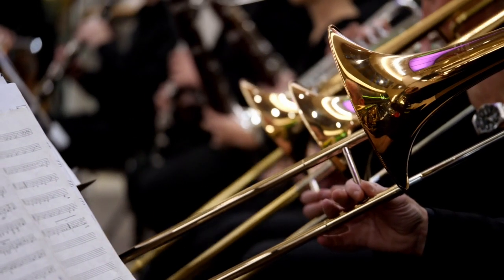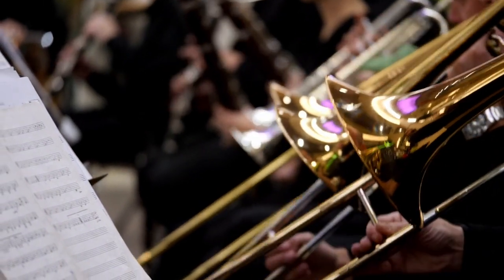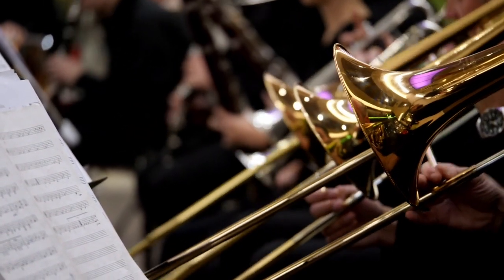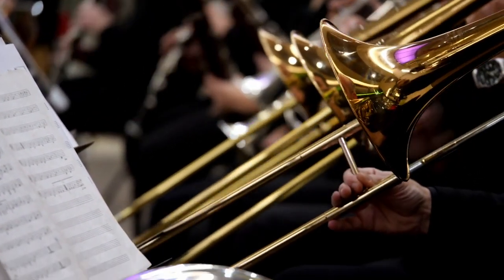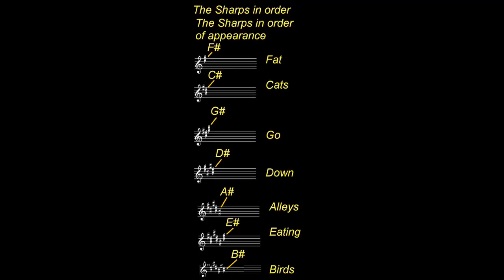So when that guest clinician is being especially obnoxious and says, let's start with an A major scale, you don't have to freak out. You just go through the order of sharps until you get to the one that leads to A. That would be G sharp for those of you who are struggling with that. And once you know that G sharp will be the last sharp, then you just say the sentence until you get to G. Fat cats go. F sharp, C sharp, G sharp.